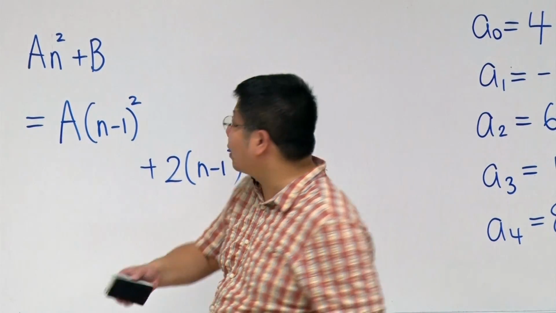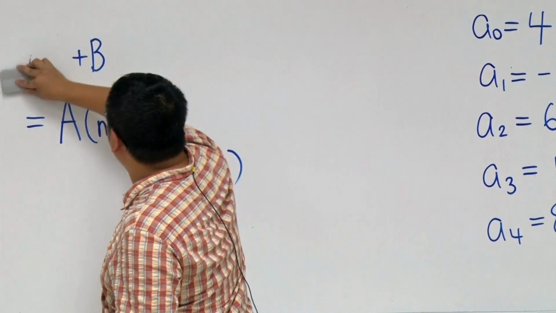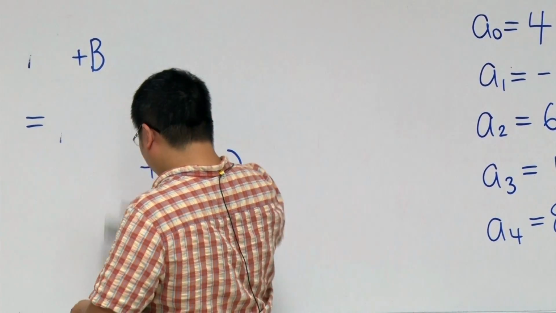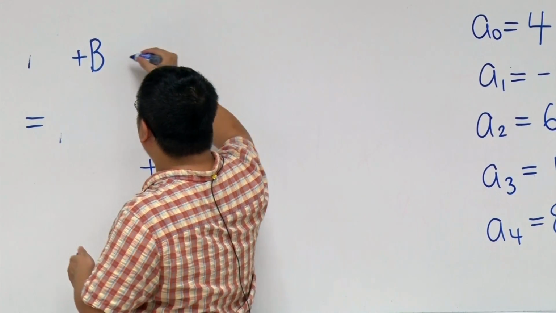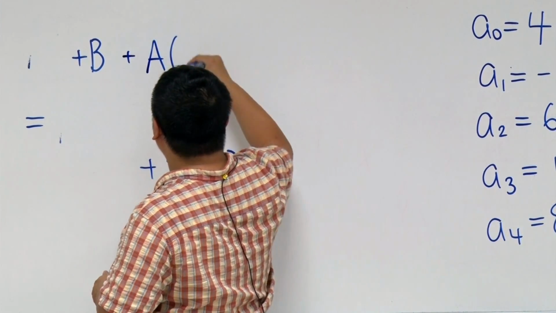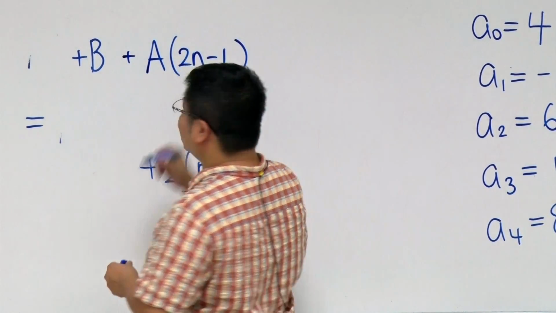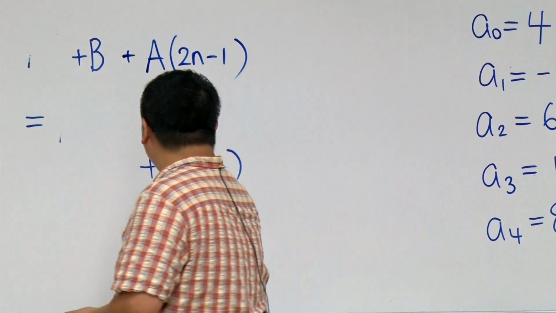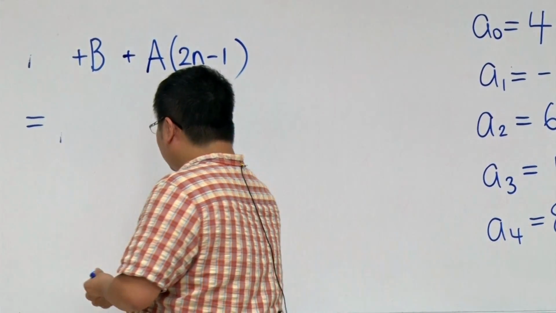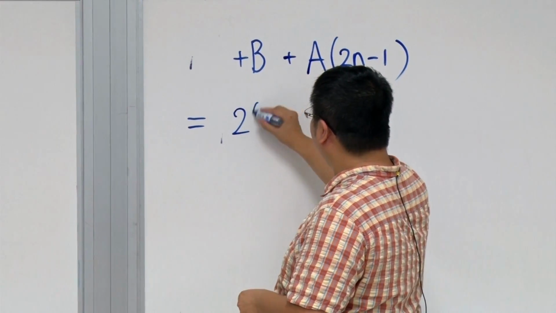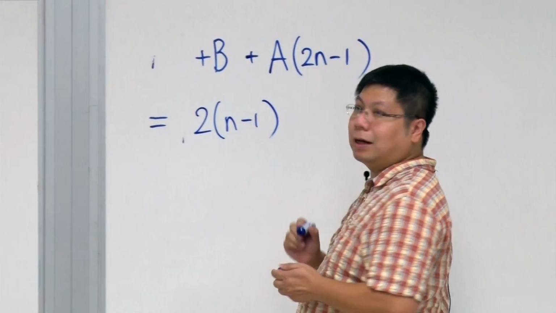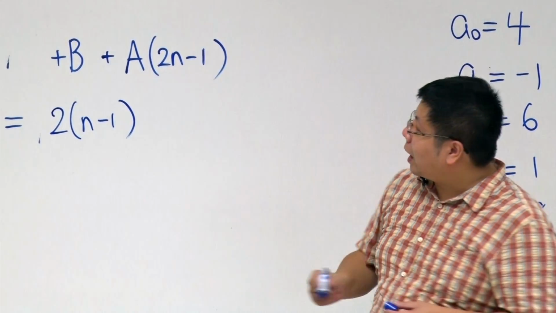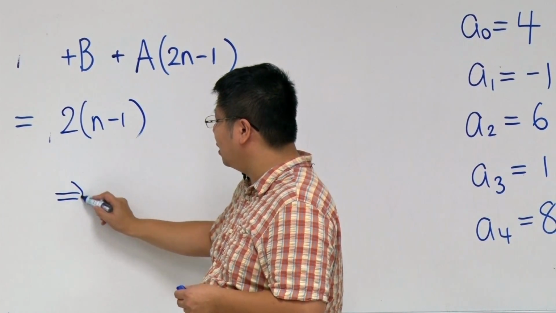Okay, so this is gone, so we have plus a times 2n minus 1. Is that okay? And then this is equal to 2n minus 1. Is that okay? Then what do we get?